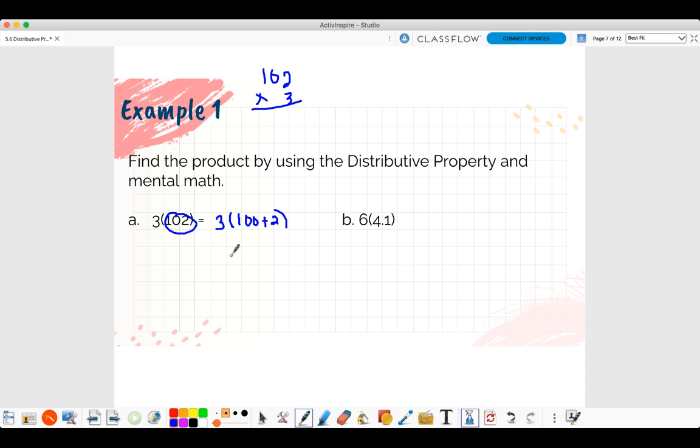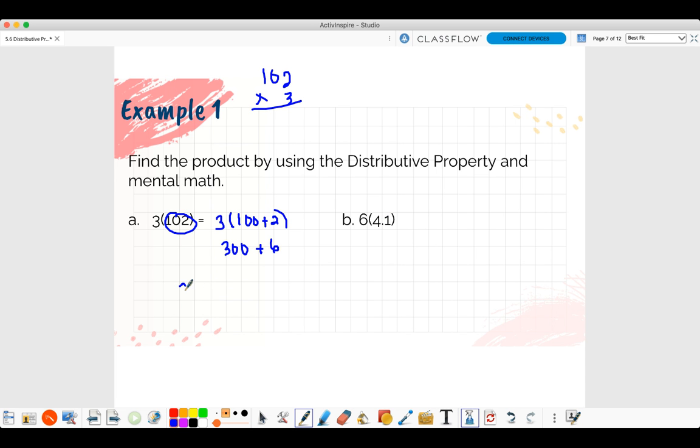And mentally, all you're doing is breaking up that 102 into 100 plus 2. Everyone mentally here can do 3 times 100, which is 300, and 3 times 2, which is 6. And that is just 306. This is a really wonderful way of doing math. You don't need to just do long multiplication all the time. This works with subtraction too.